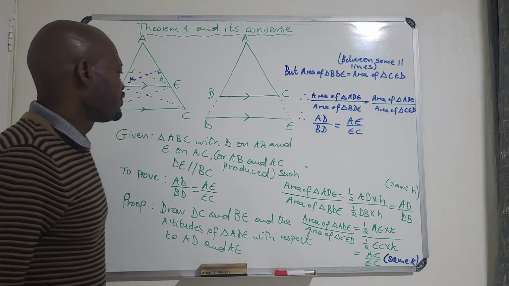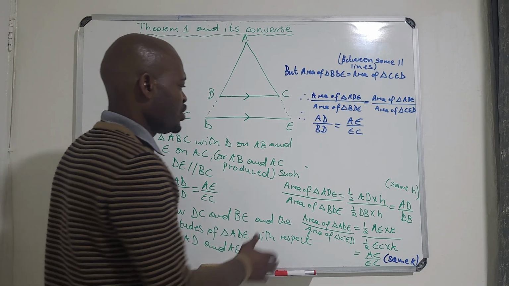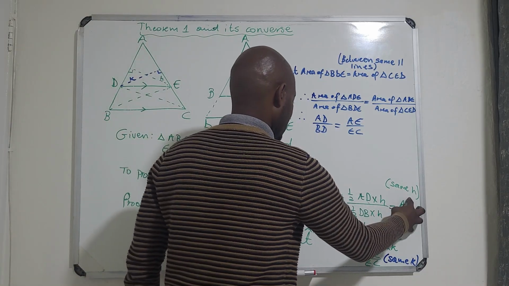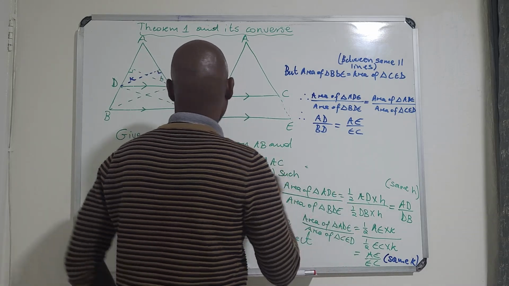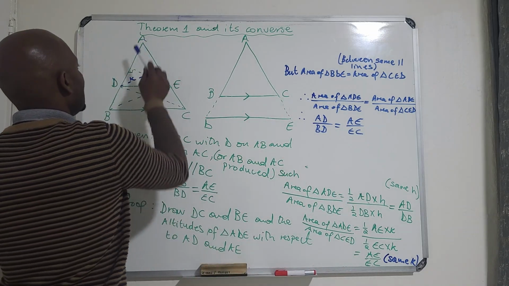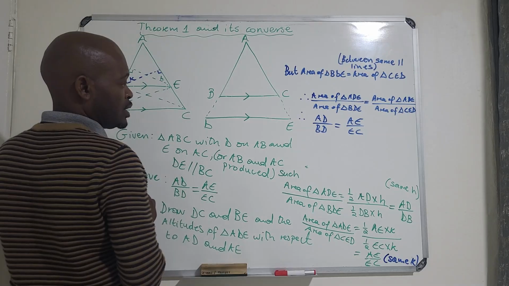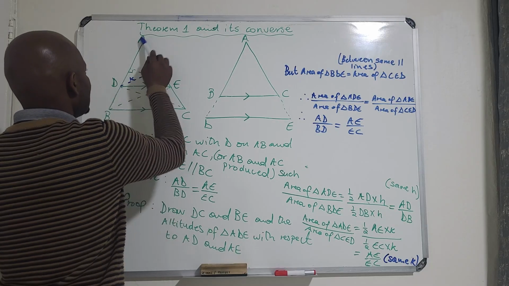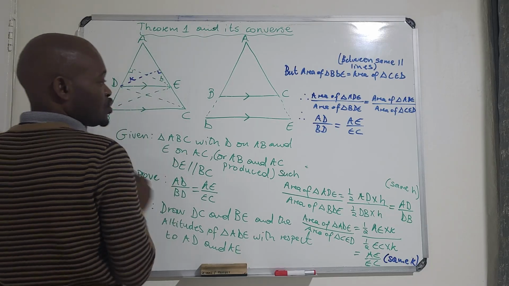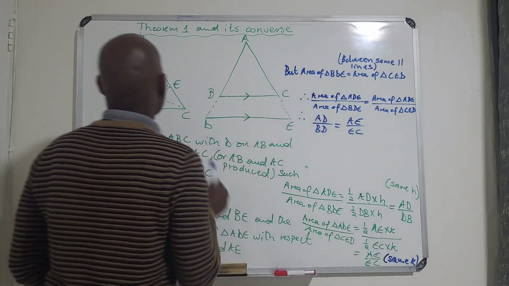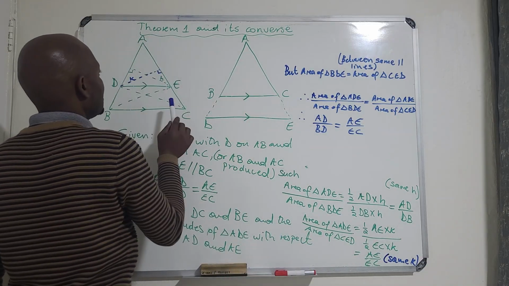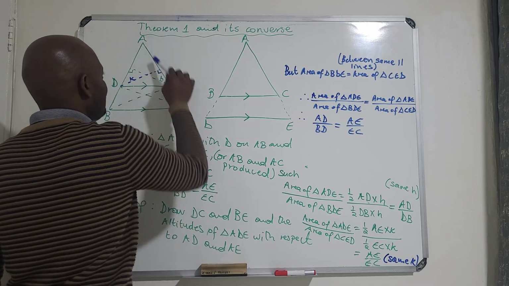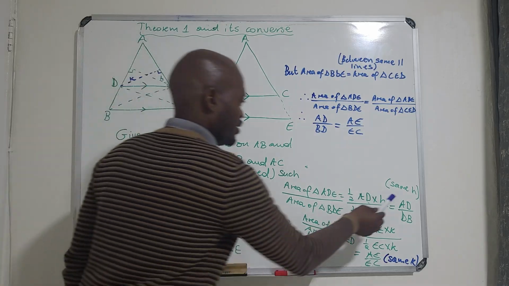over EC. What we have just done is that by using the areas, which are proportional to the bases, the area of this triangle and this triangle are proportional to the bases. The area of this triangle and this triangle are proportional to the bases.